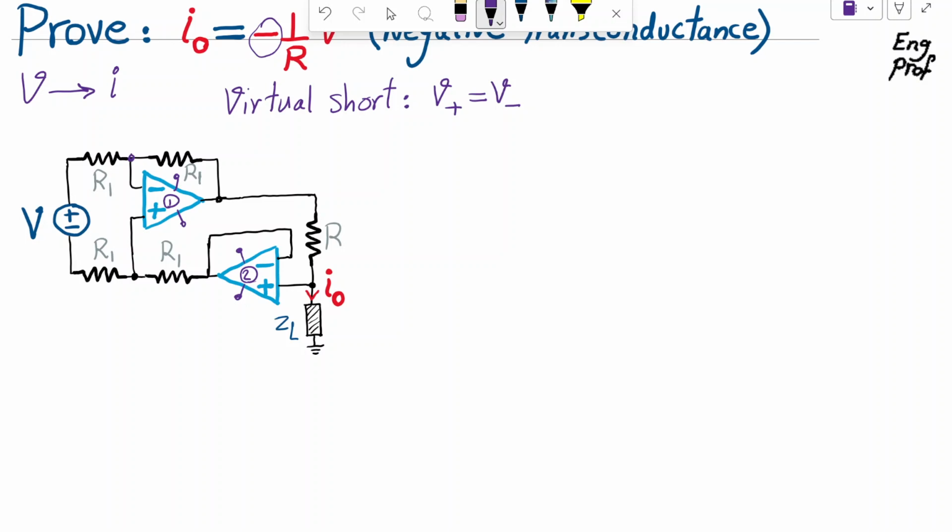Now, that means the voltage here should be the same. Let's say the voltage here is named just as an example, VA, should be the same as the voltage here, VA. So these two voltages are the same. Therefore, I can form a KVL or loop here.